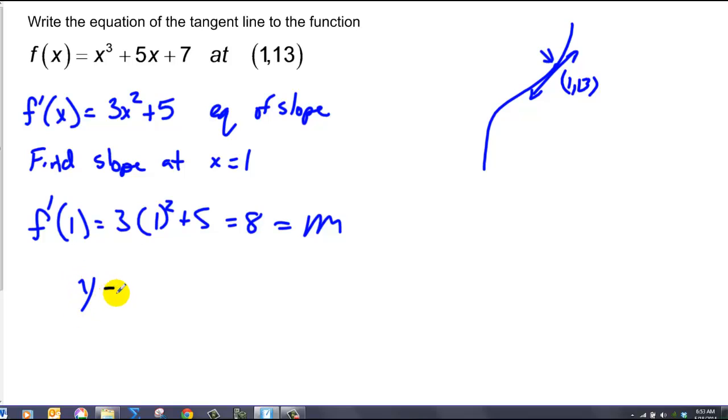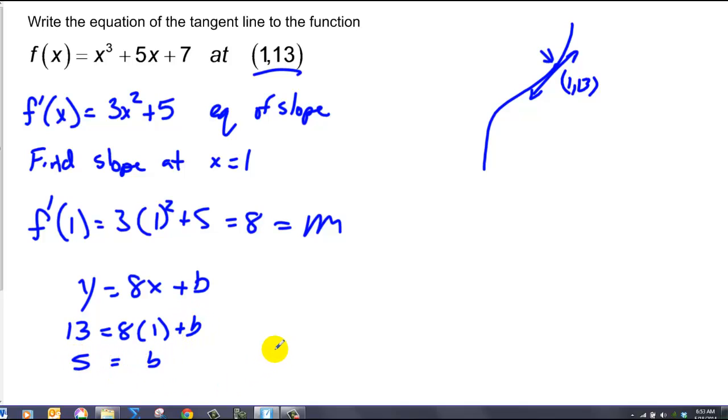Therefore, I have y equals 8x plus b, and I want to find the equation of this line at the point (1, 13). So I can plug in. Say 13 equals 8 times 1 plus b. b is equal to 5. So y equals 8x plus 5.